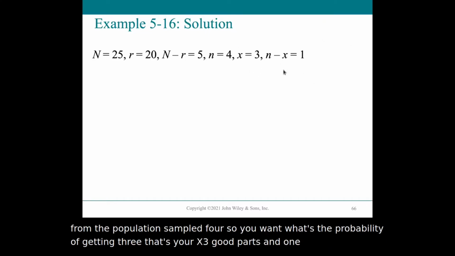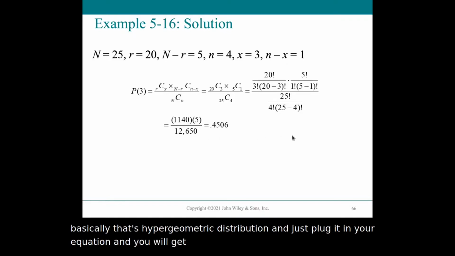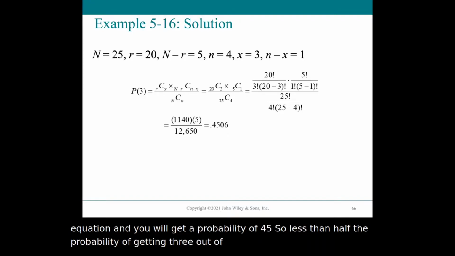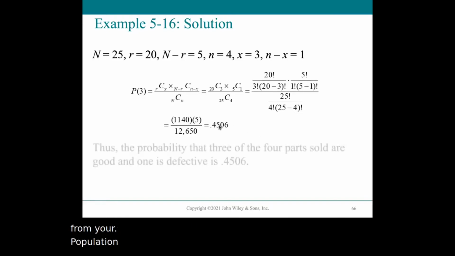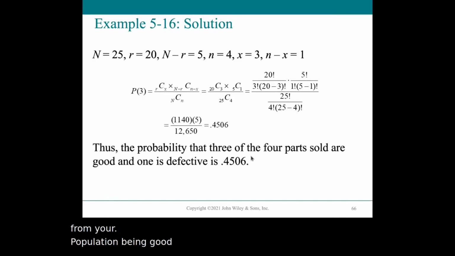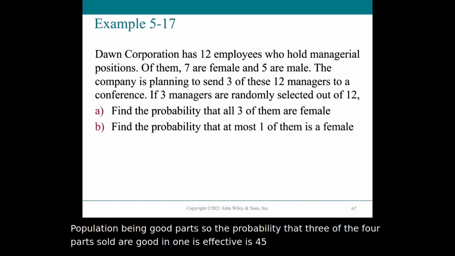So basically that's the hypergeometric distribution. You just plug it into your equation and you will get a probability of 0.45, so less than a half. The probability of getting 3 out of 4 of the parts sampled from your population being good parts. So the probability that 3 of the 4 parts sold are good and 1 is defective is 0.45. So let's look at another example.